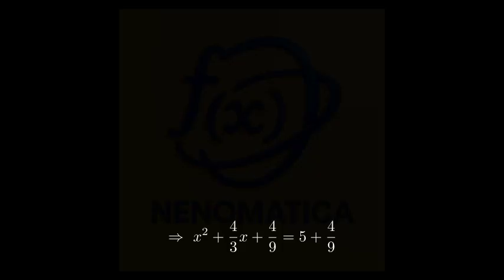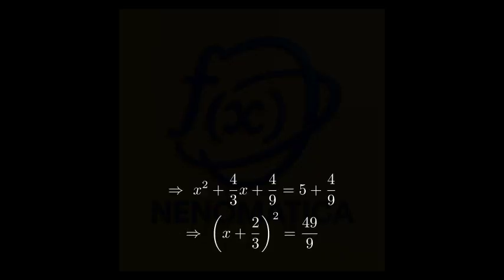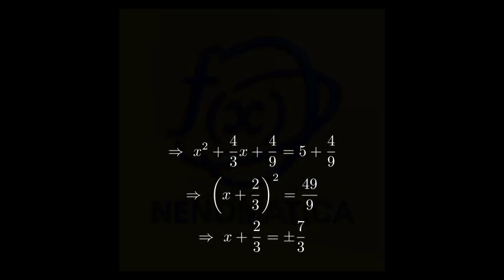The right side 5 plus 4 ninths is 45 ninths plus 4 ninths, or 49 ninths. Therefore, the left side becomes the quantity x plus 2 thirds squared equals 49 over 9. Take square roots of both sides. x plus 2 thirds equals plus or minus 7 thirds.